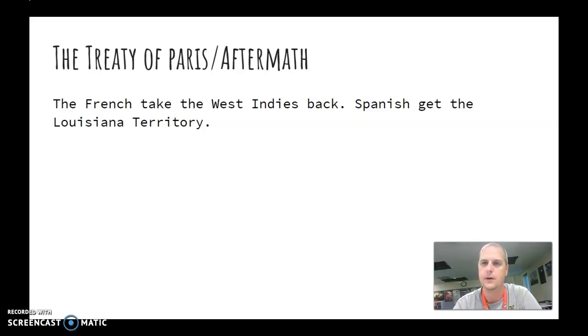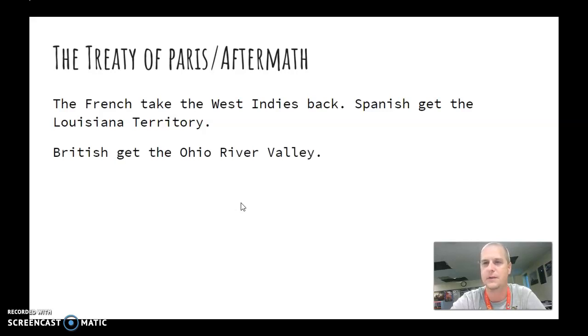So the Louisiana Territory is going to change hands a couple of different times over the next 50 years or so, until finally the United States is going to purchase it in 1803 with Thomas Jefferson, and it's considered one of the greatest purchases in American history. 3 cents an acre, pretty good deal. Gets us all of 11 states. So the British get the Ohio River Valley, which makes up today's Ohio, Indiana, part of Illinois, several rivers that flow right into the Mississippi River.